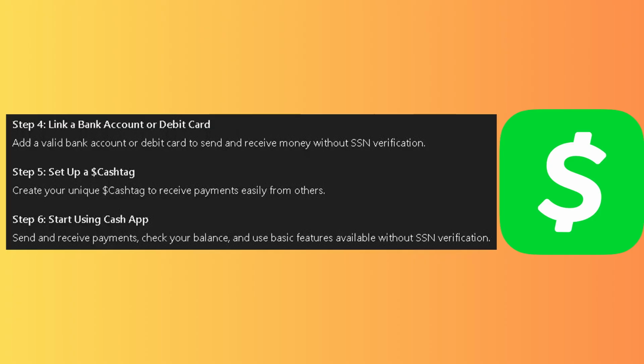Set up a cash tag. Create your unique cash tag to receive payments easily from other people. Start using Cash App. Send and receive payments. Check your balance and use basic features without your social security number verification. Now you know how to use Cash App without your social security number.